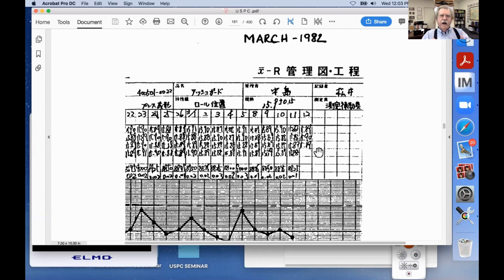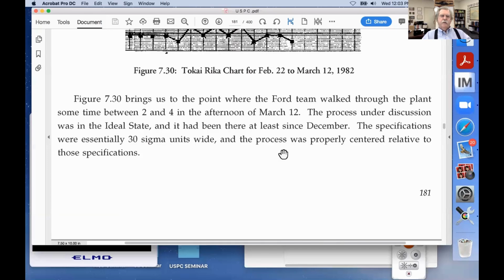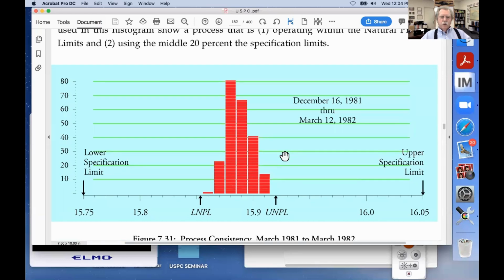This process has been in the ideal state for the past 5 months. It's predictable, it's way capable, and it's certainly on target, especially given the shift in measuring technique. This is what world-class quality looks like. Now, if they do this with a cigarette lighter socket, what do they do with something that really matters?